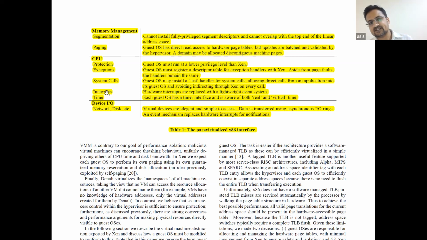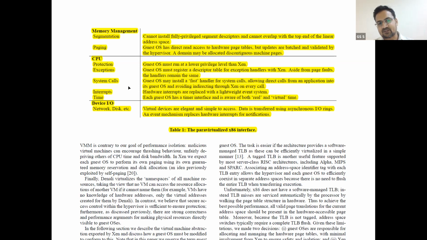So what did they decide? They said the guest operating system must run at a lower privileged level than Xen, so ring 1, 2, 3. What about the exceptions? Exceptions will be taken care of by bit vectors. We discussed interrupts, right? Virtual bit vectors for every virtual machine will get the interrupts and then deliver them to the virtual machines.